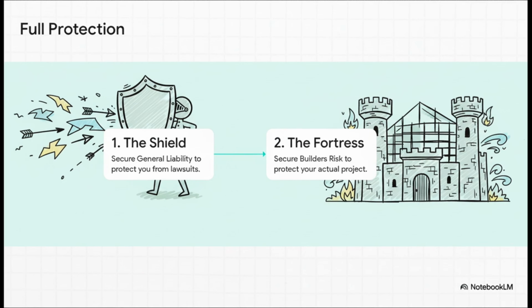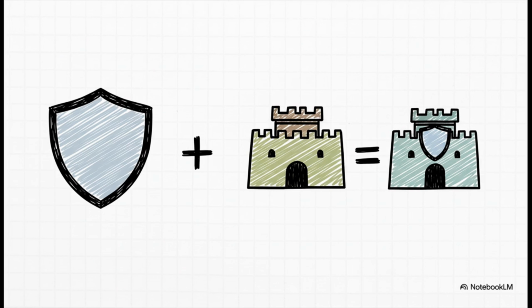So here it is. The simplest way to think about this whole thing is a two-part defense system. General liability is your shield. It deflects lawsuits and claims coming at you from the outside world. But builder's risk, that's your fortress. It protects the actual valuable project inside from being destroyed. And this is the absolute bottom line. It is not a choice.